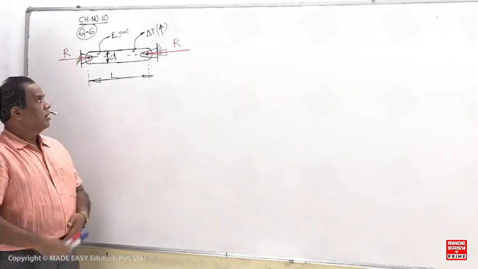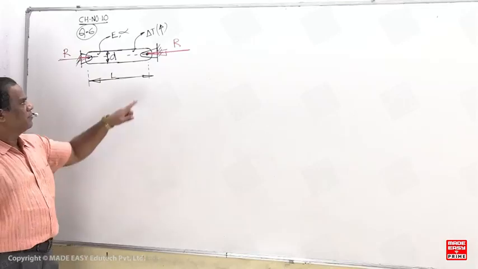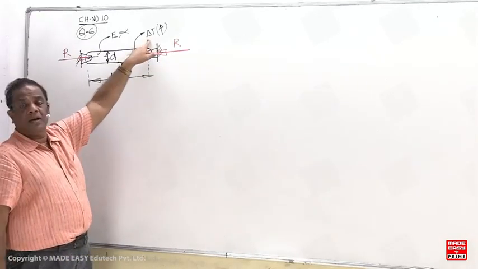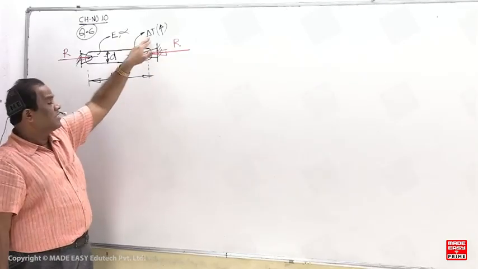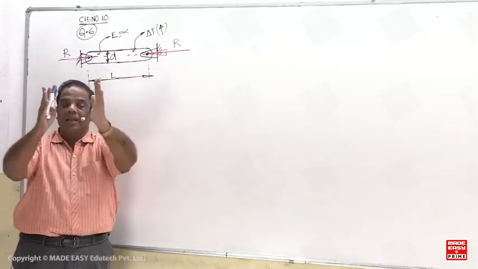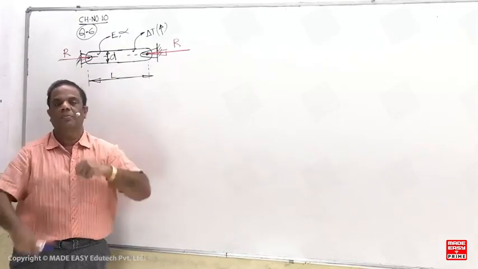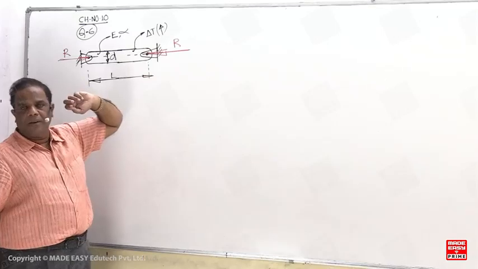Now, which is the constant, and which varies here? This R is a variable. R depends upon the change in temperature. If there is no change in temperature, R is 0. If the temperature increases, what happens? More increase in length means more reaction is going to be there. So R is a variable. The R value depends upon the change in temperature.